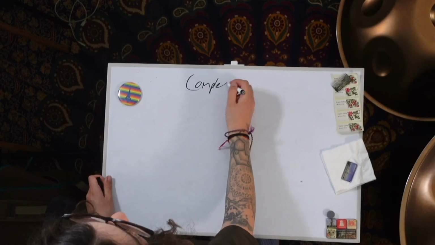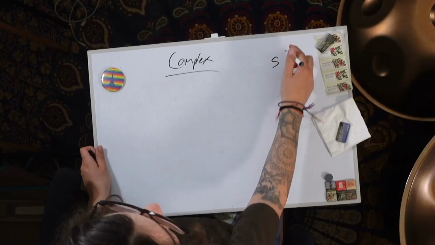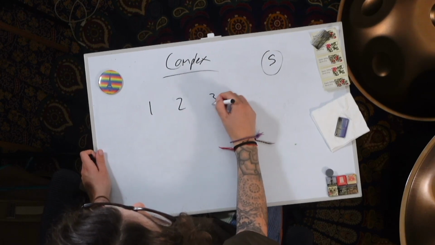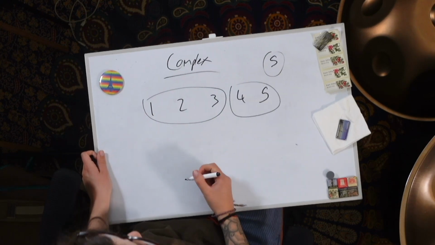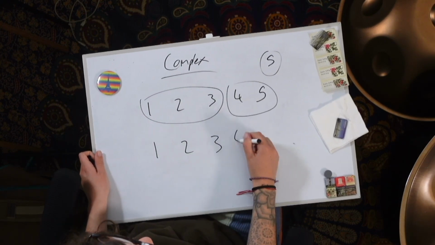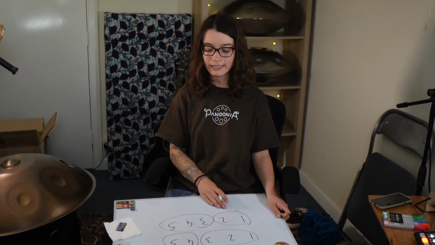But then we come to complex time, and it's actually not that complex. We call it complex time because it cannot be easily divided into 2s or 3s. Instead, it's often divided into 2s and 3s. So you can divide it in a bunch of different ways. You have to divide it in a bunch of different ways. So in the example of a count of 5, 1 2 3 4 5, we can group it as a group of 3 and a group of 2, or we could group it as a group of 2 and then a group of 3, right? It's actually really quite simple.